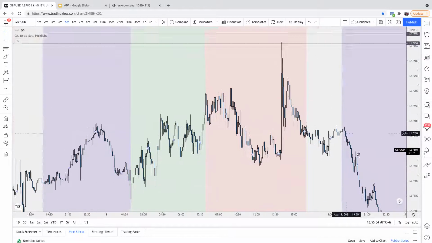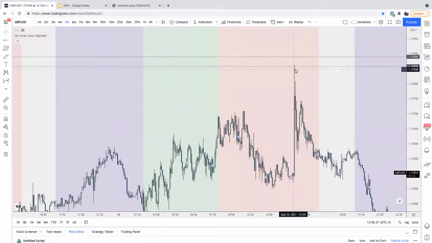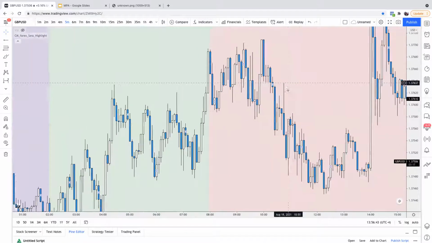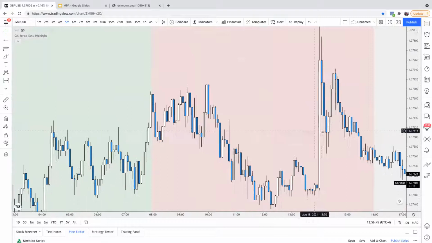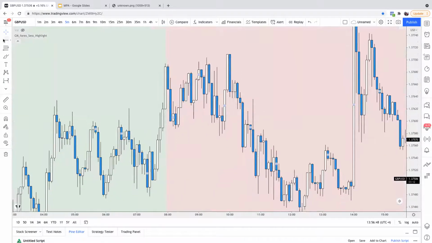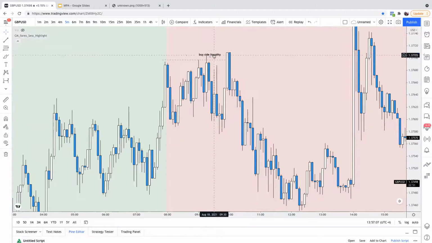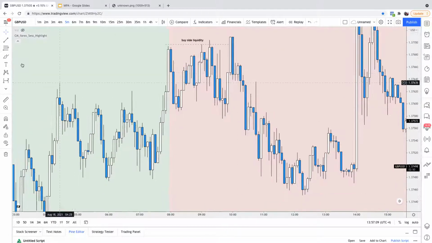First things first, before this price reaches this point, there is the buy side liquidity that was created here. Above here, I would call it buy side liquidity. Price then runs that liquidity and we break scalp structure to the downside.